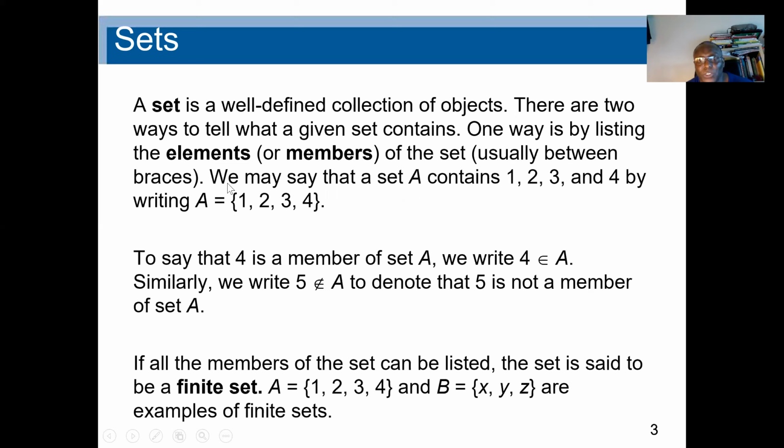So this is an example here. We may say that set A contains 1, 2, 3, and 4 by writing A equal to {1, 2, 3, 4}. So in short, I'll say a set consists of a collection of items. In this case, it's values. It can be characters, it can be any symbol, but they must have the same unit. So here, all these are digits, numbers. So set A consists of 1, 2, 3, and 4.